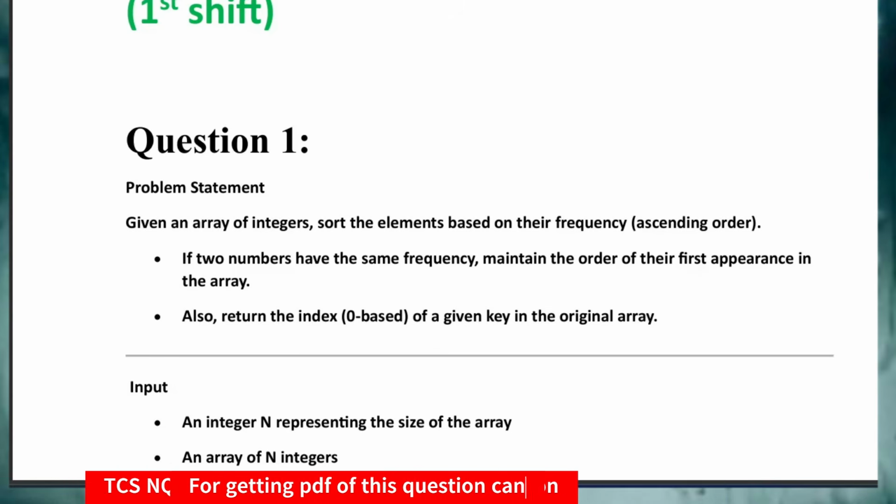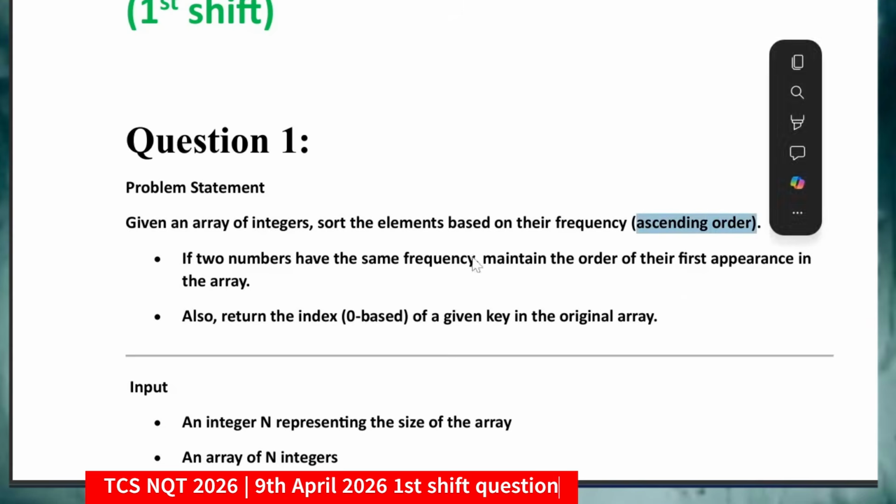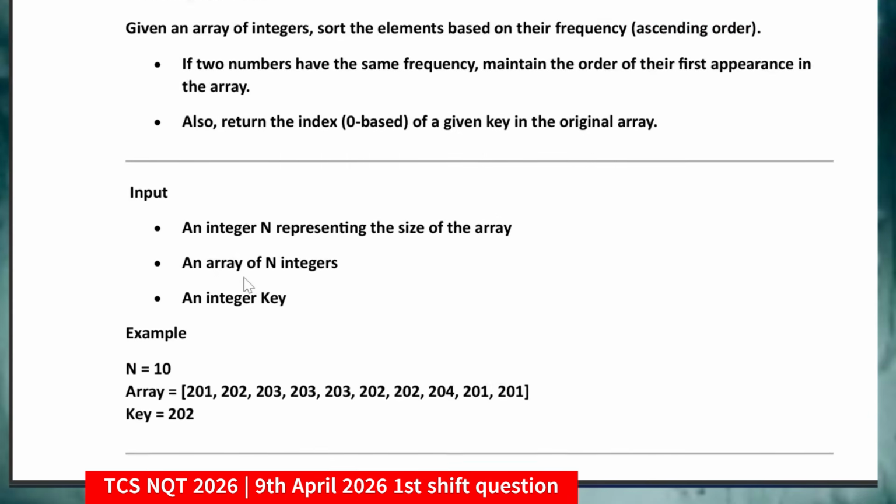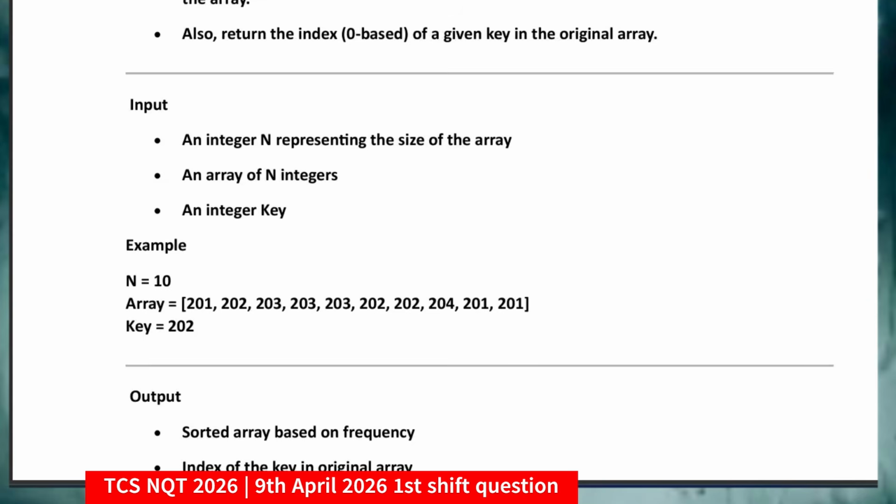Let me discuss first. The problem statement is, you have been given an array of integers. You have to sort the elements based on their frequency, in ascending order. If two numbers have the same frequency, then you have to maintain the order of their first appearance in the array. Let me give you an example, then you will get clarity. Suppose we are taking n equal to 10 elements, and these are the elements.